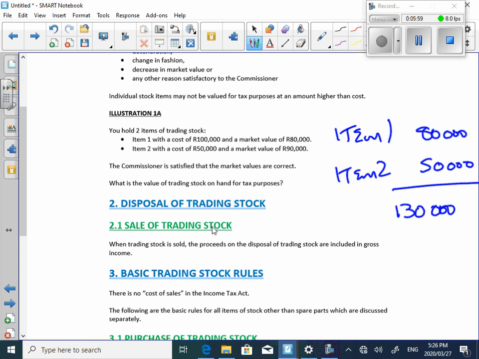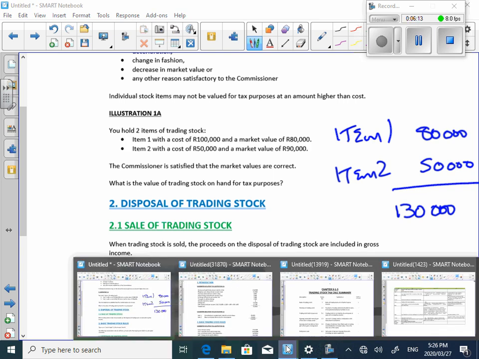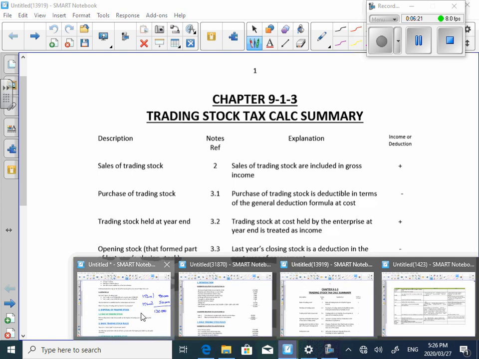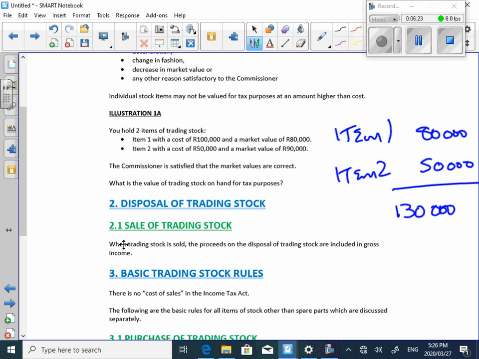Moving on in the notes. Disposal of trading stock. 2.1. It says when trading stock is sold, the proceeds and the disposal of trading stock are included in gross income. So, what's going to happen? This is your trading stock summary. Sale of trading stock, notes reference number 2. So the intention is that you'll learn off the summary later on. So here it is. Disposal of trading stock is included in 2.